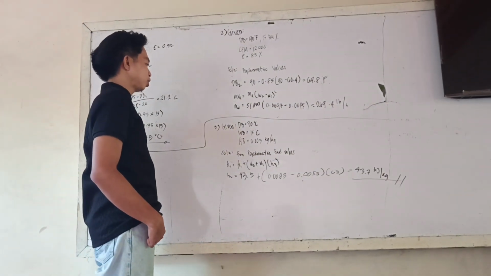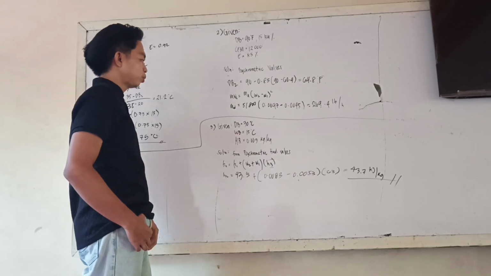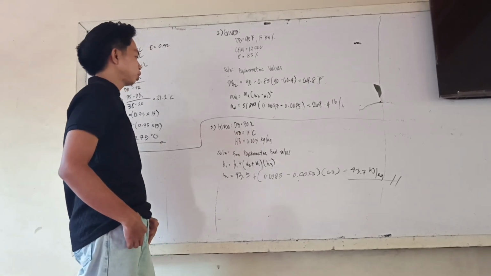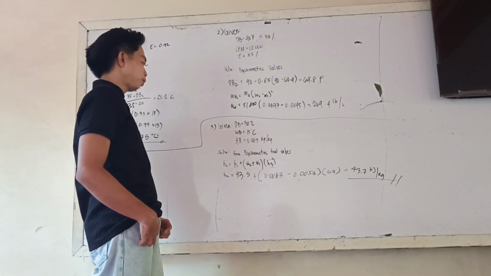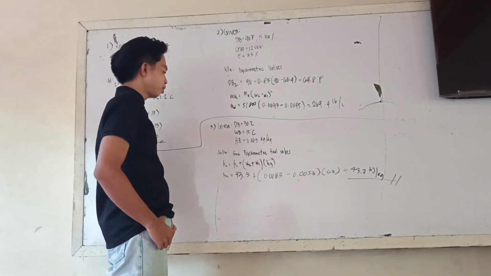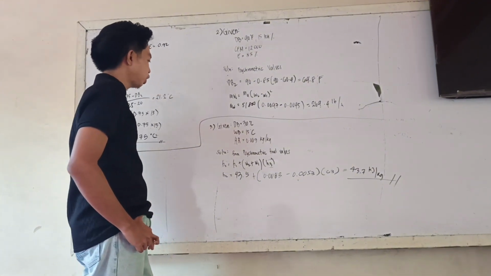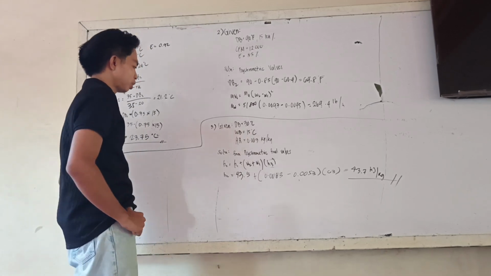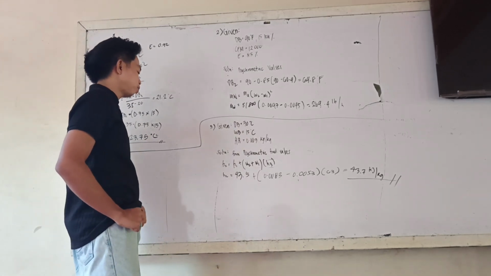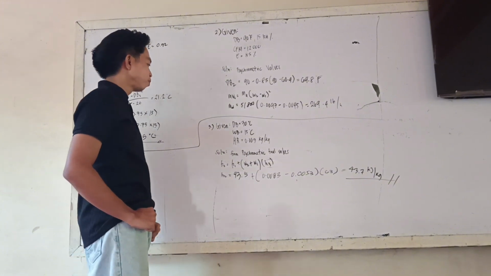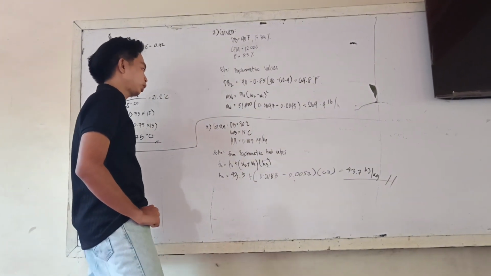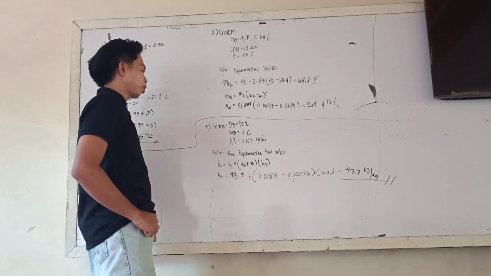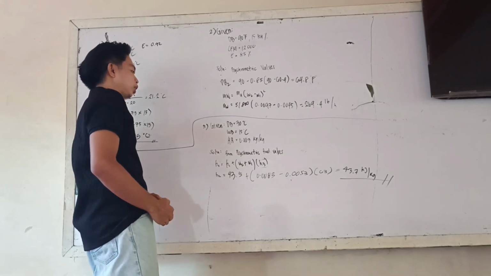The givens are a dry bulb of 30 degrees Celsius, a wet bulb of 15 degrees Celsius, and a humidity ratio of 0.003 kilograms per kilogram. So here are the values from the psychrometric chart, where the dry bulb of 30 degrees Celsius and the wet bulb of 15 degrees Celsius intersect.